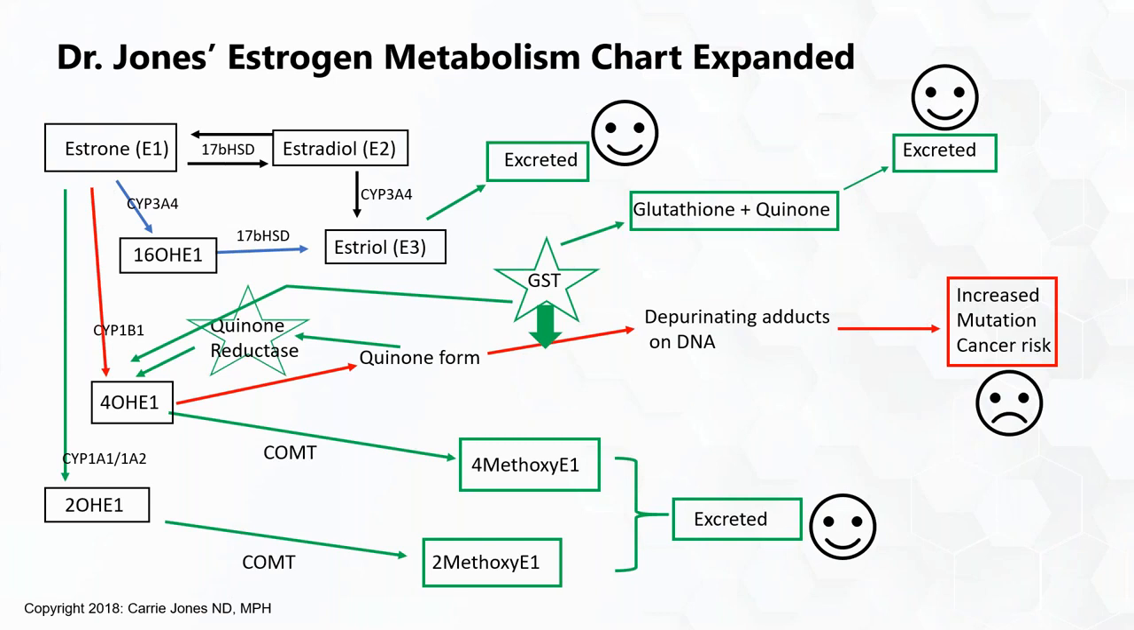Now you will see along that red pathway, there are 2 stop gaps, which we're going to talk about. The first one is quinone reductase, and the second one is GST, which is glutathione S-transferase. But I just want to have this slide so you guys have a really clear, easy visual. Follow the green, look for the smiley faces, try not to be on the red, but if you're on the red, look for the green and avoid the frowny faces.